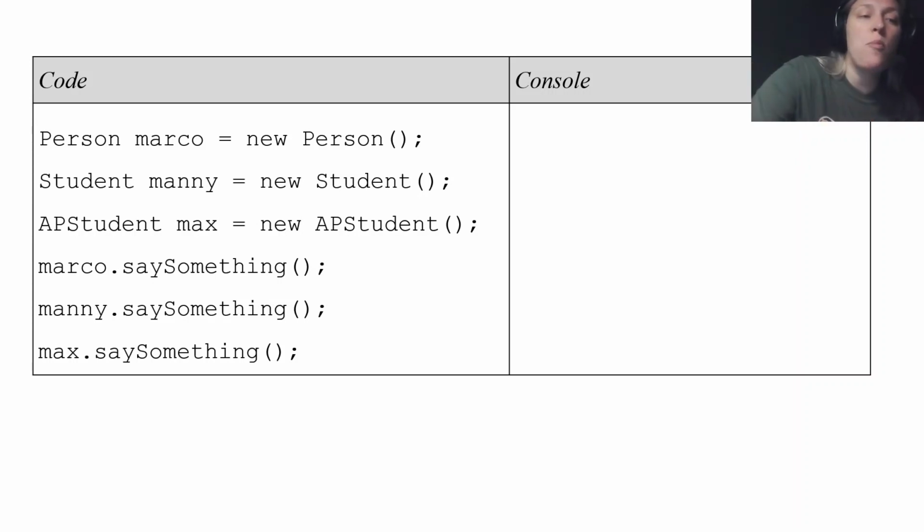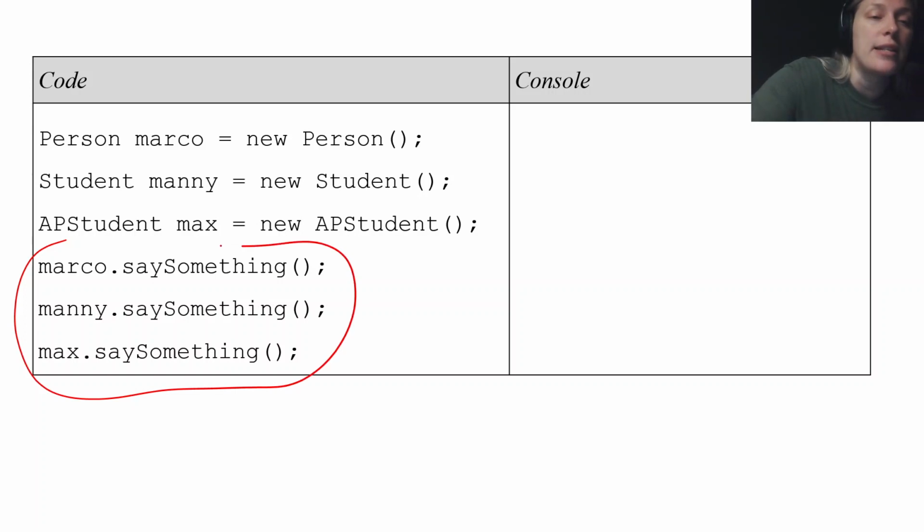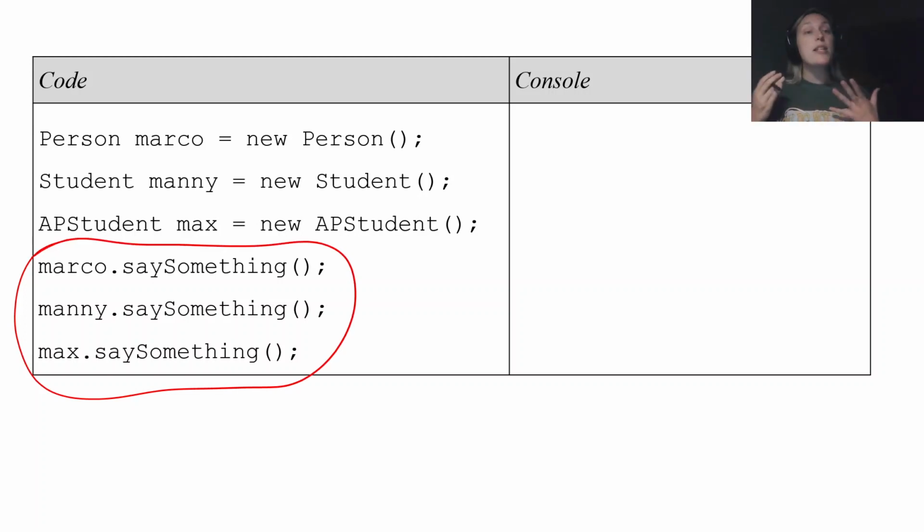So then notice how Marco, Manny, and Max are all going to say something. Okay, and up to this point, if you were to see this code, you'd think they all would print the same thing, right? Because say something is a specific type of method, so they probably all do the same thing. You're not passing any different parameters to change the method in any way. They all have the same method signature. But they're going to print off something different because there are 3 different objects, and this is polymorphism.